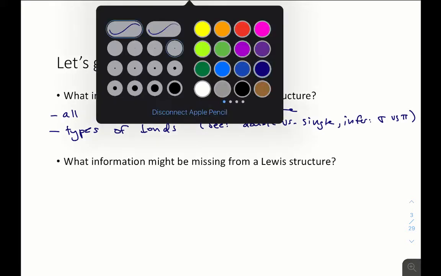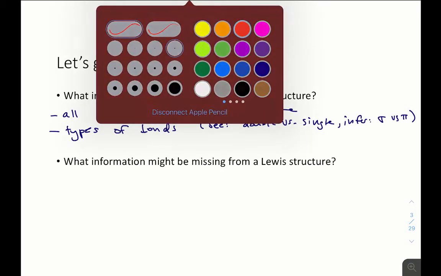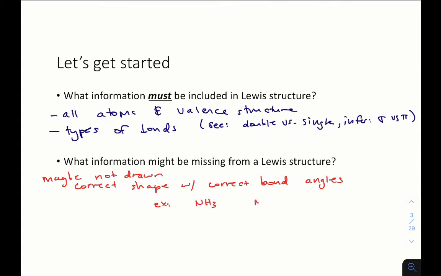Now, what information might be missing from a Lewis structure? Well, Lewis structures don't have to be drawn with the correct bond angles or the correct shapes. For example, if you were asked to draw the Lewis structure of ammonia, this is certainly a correct Lewis structure. It shows all the bonding and non-bonding electrons and all the atoms. Of course, it's not in the right shape, but that's not required for drawing a complete Lewis structure.